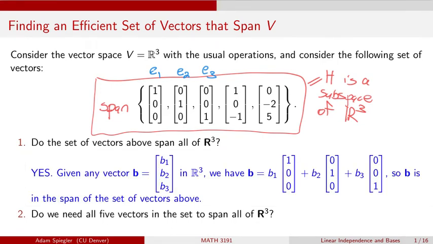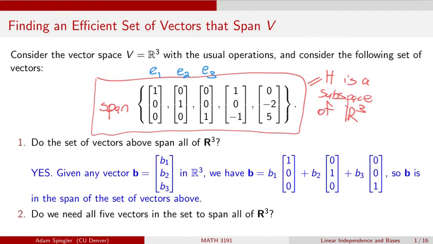So they are going to span all of R3, because any vector B that we define in R3, let's say it has components B1, B2, B3, we can write as a linear combination of the 3 standard column vectors. We could write this as B1 times 1, 0, 0, plus B2 times 0, 1, 0, plus B3 times 0, 0, 1. So this set of all 5 vectors does span all of R3.